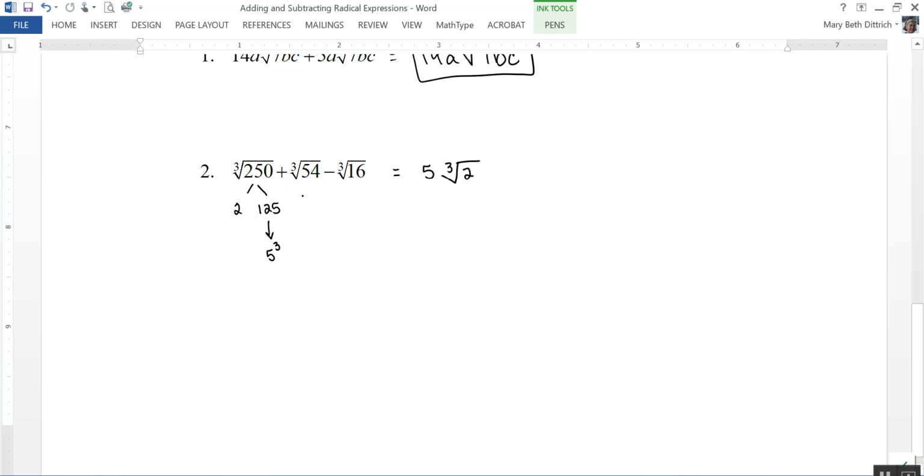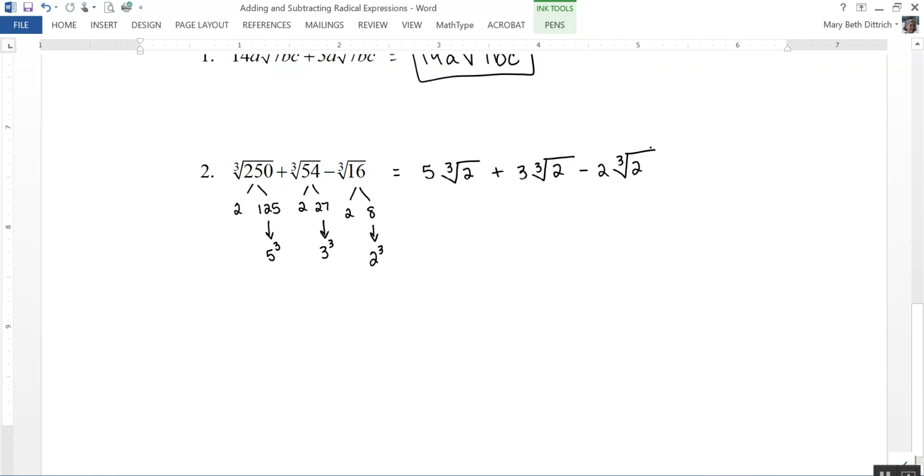Let's take a look at 54. 54 is 2 times 27, and 27 is 3 cubed. So I can write the cube root of 54 as 3, remember the cube root of 3 cubed is going to be 3 out front, times the cube root of 2. 16 is 2 times 8, and 8 is 2 cubed. So I can write negative cube root of 16 as negative 2 times the cube root of 2.